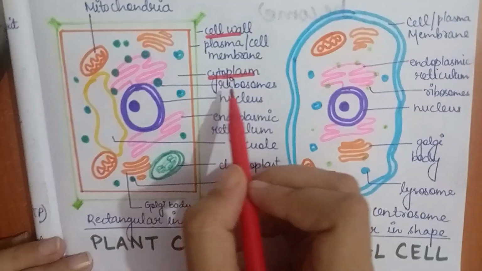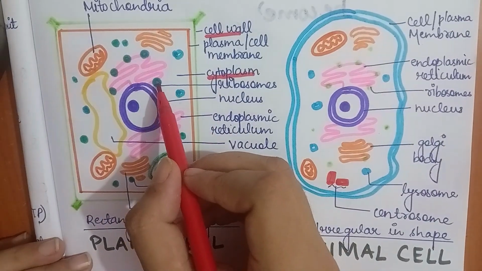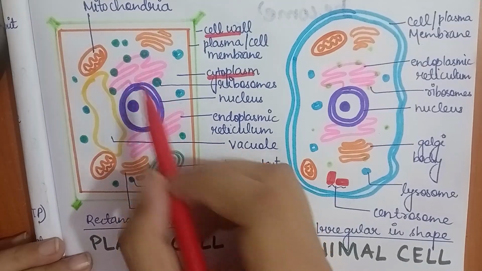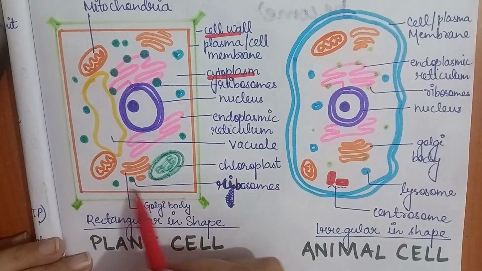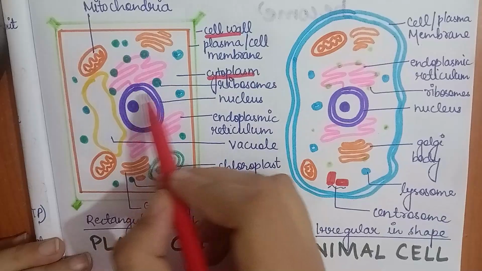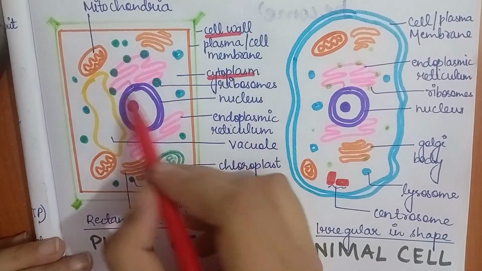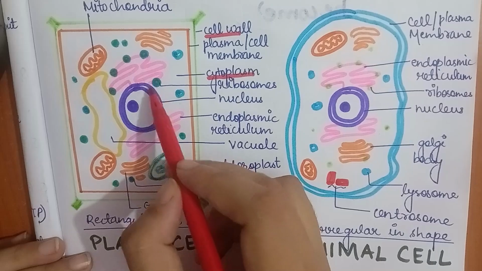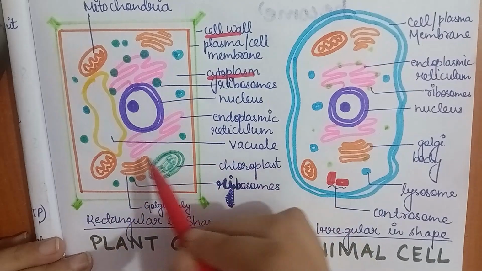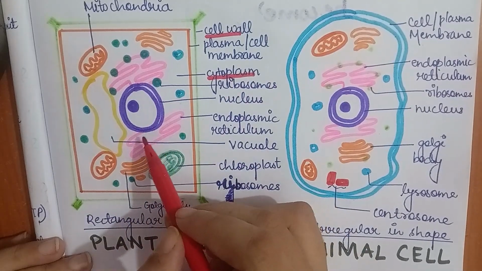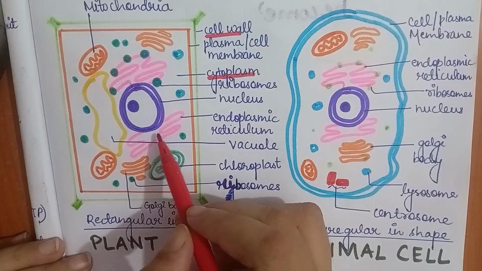These are the ribosomes, which are known as protein factories, and they are found freely. You can see these are found freely or they are attached to the endoplasmic reticulum. If they are present on the endoplasmic reticulum, it is known as rough endoplasmic reticulum, and if they are absent, it is known as smooth endoplasmic reticulum.